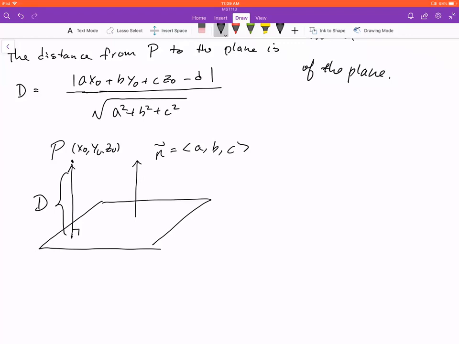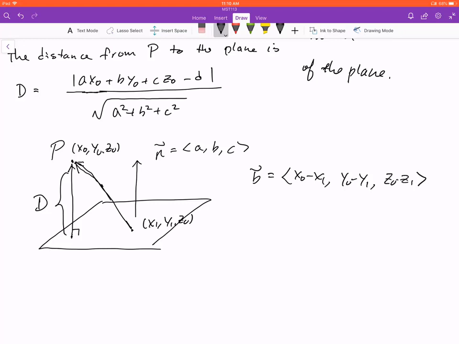So how can we find this distance? Here is the interesting thing. We pick another point, which is arbitrary, (x1, y1, z1), and we connect these two points together to form a vector. Let's call this vector B. This vector is (x naught minus x1, y naught minus y1, z naught minus z1).